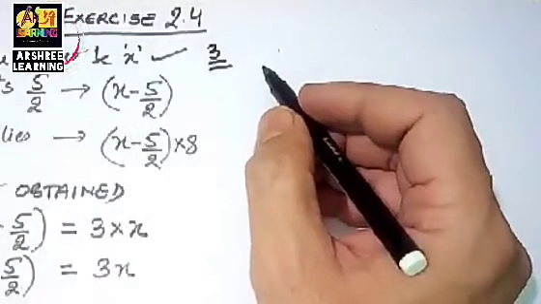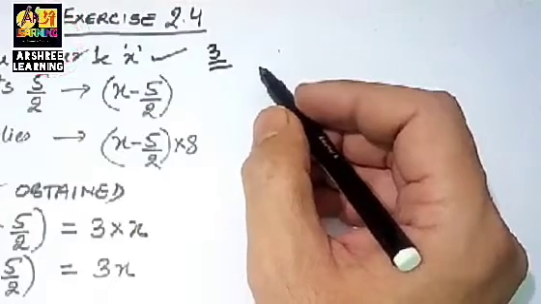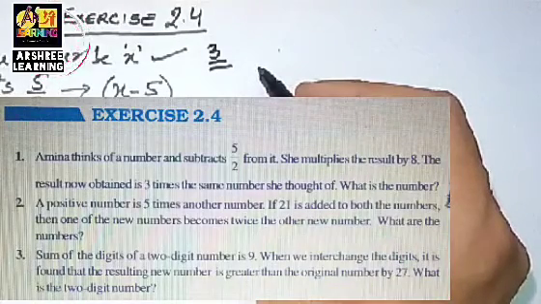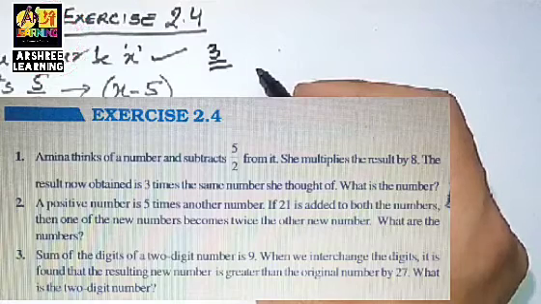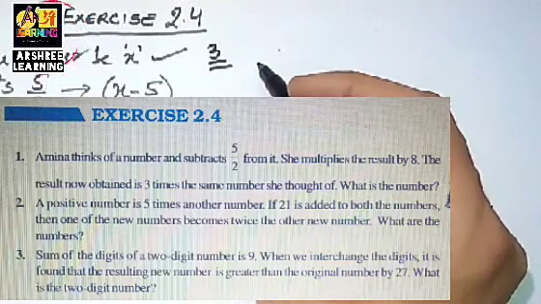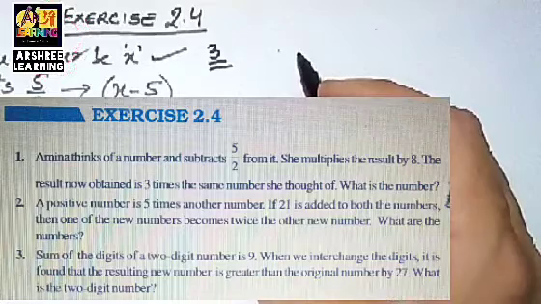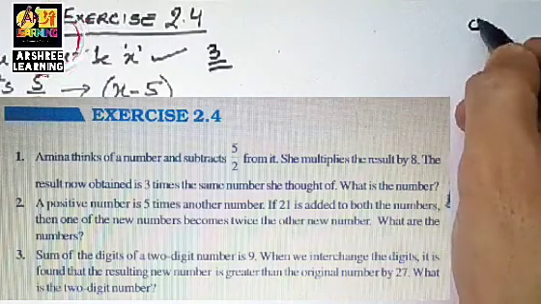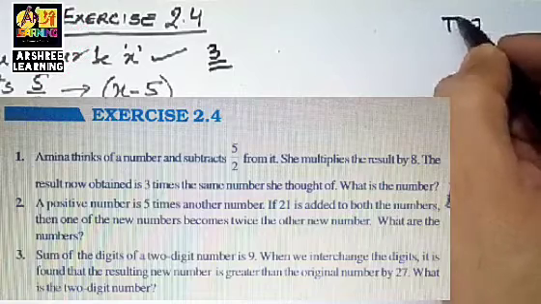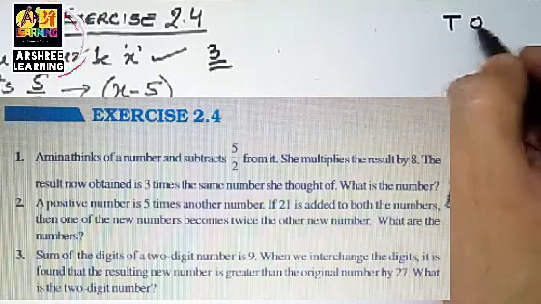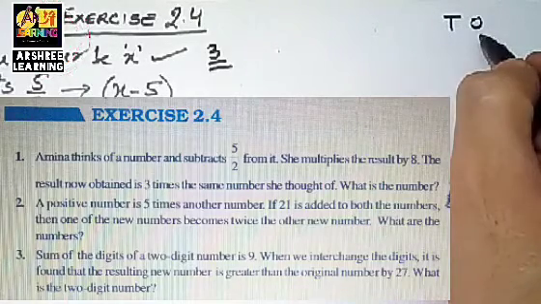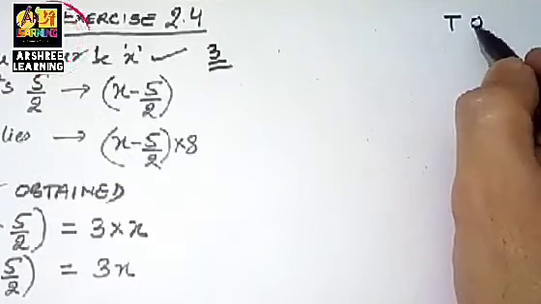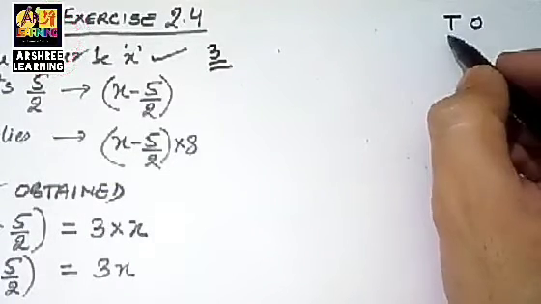Now exercise 2.4 question number 3. Sum of the digits of a 2-digit number. This question involves a 2-digit number, so it will have a number at the ones place and a number at the tens place. When you add the two numbers, the result is 9. So we will suppose either the ones number or the tens number.